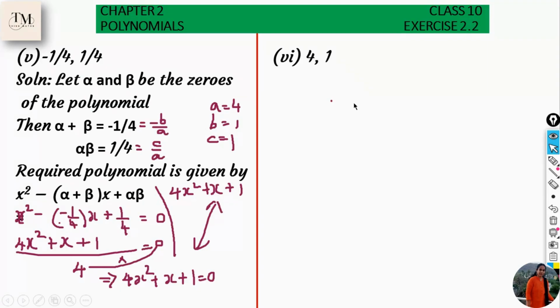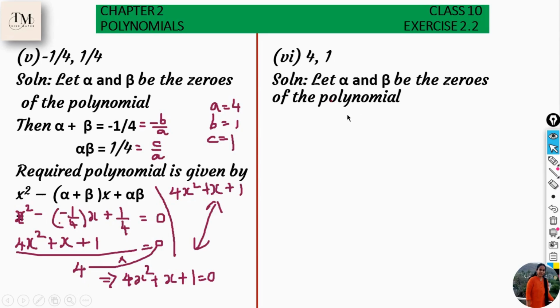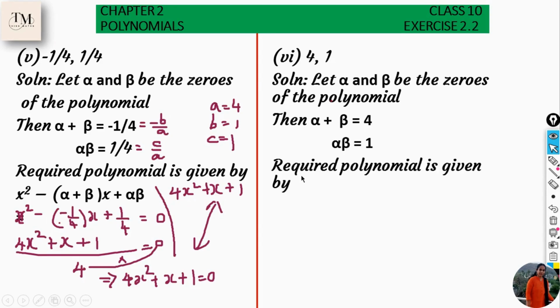4 comma 1. So alpha beta are the roots, that is zeros of the polynomial. Alpha plus beta is equal to 4. Alpha beta is equal to 1. So the required polynomial is x square minus (alpha plus beta) x plus alpha beta. So x square minus 4x plus 1. So we got the answer directly.